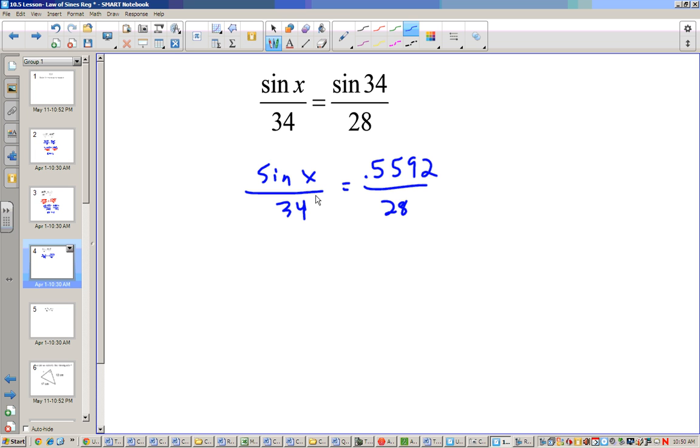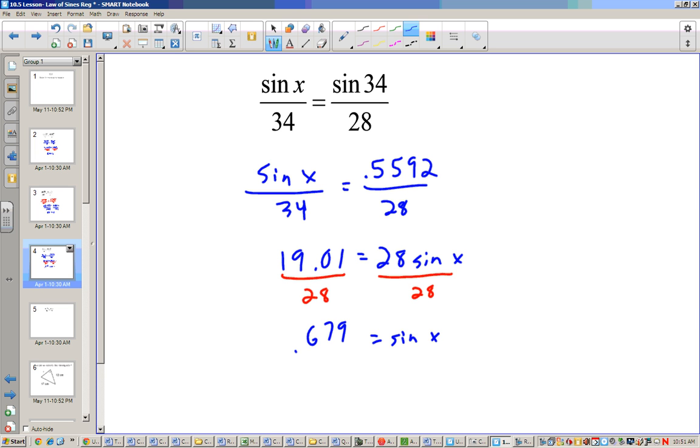And now we cross multiply. This times this becomes 19.01. And this we just write 28 times the sine of x. Now, to solve for x, the first thing we have to do is divide by 28. Divide by 28. And we'll have the sine of x is equal to that divided by 28, which is 0.6790.